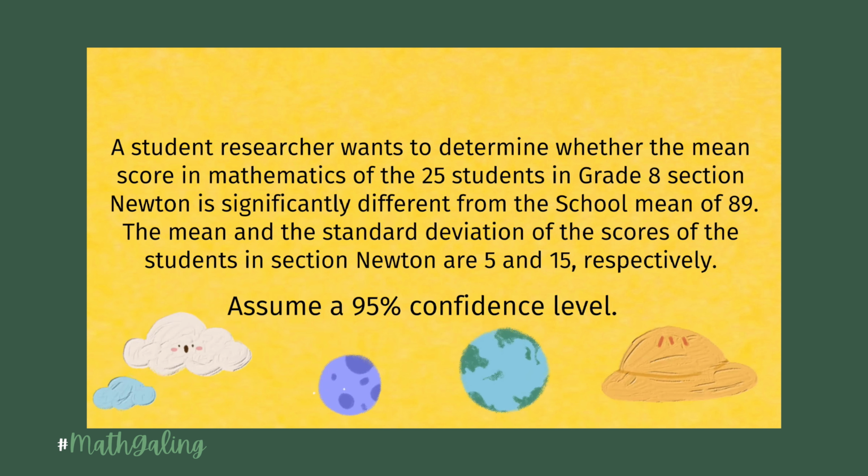A student researcher wants to determine whether the mean score in mathematics of the 25 students in grade 8 section Newton is significantly different from the school mean of 89. The mean and the standard deviation of the scores of the students in section Newton are 95 and 15, respectively. Assume a 95% confidence level. Take note of this problem and let's move on to step number 1.